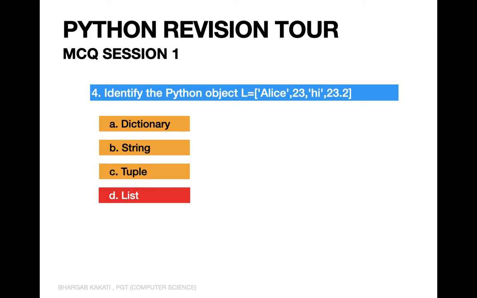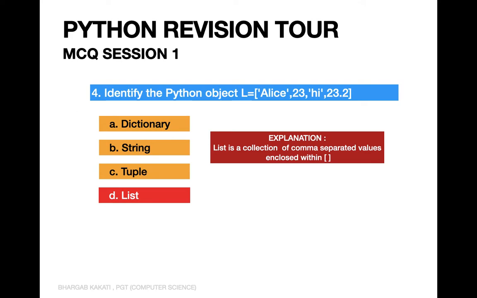Therefore, the correct option is option D, that is list. So, what is list? List is a collection of comma separated values enclosed within square bracket. Therefore, the correct option is D. In case of tuples, we use the first bracket. In case of dictionary, we use the second bracket or the flower bracket, and in case of string, we use quotes. It may be single quotes, double quotes or triple quotes. But since here we are using the square bracket, therefore the Python object is a list.